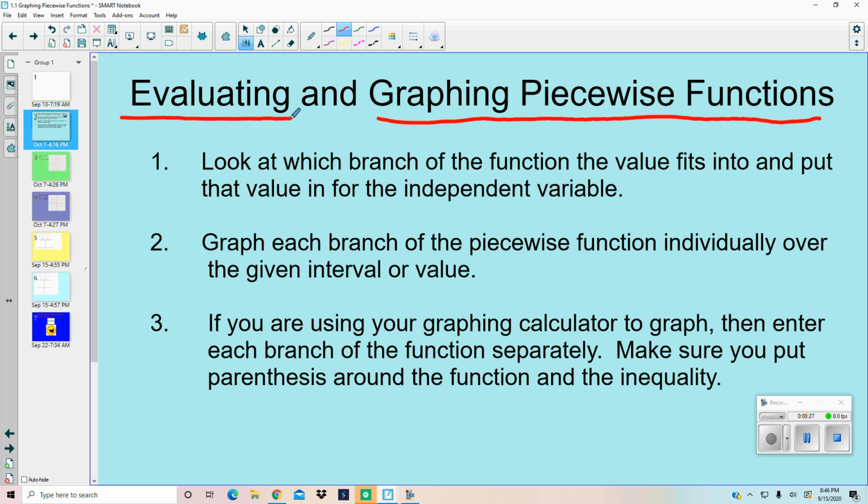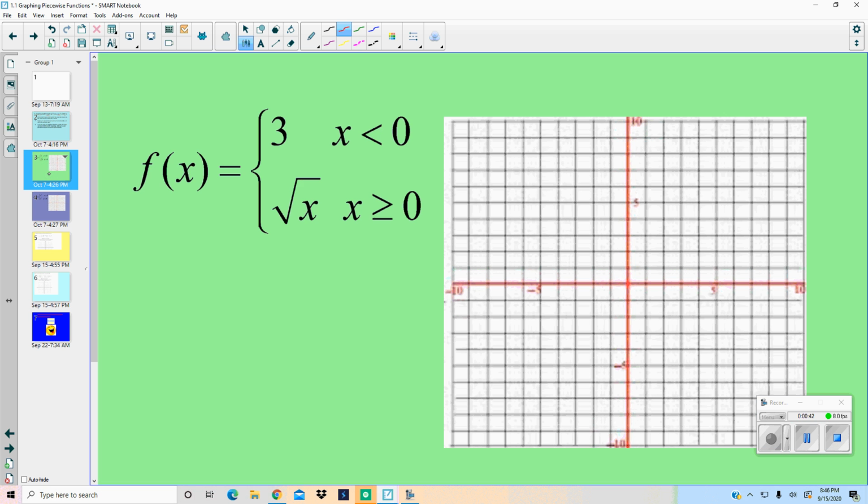inequality. So if you're using a graphing calculator to graph, then you enter each branch of the function separately and make sure you put parentheses around the function and the inequality. So I'll show you how to do this, and then in Delta Math, you're going to be able to drag the lines to draw them. Okay, so here's the first one. We'll do a simple one.